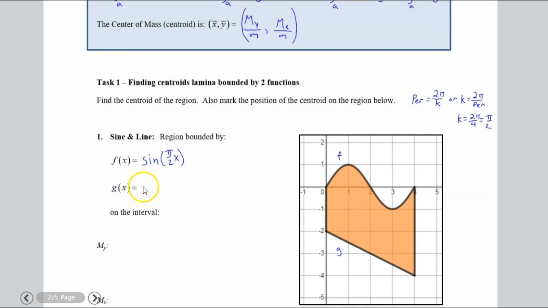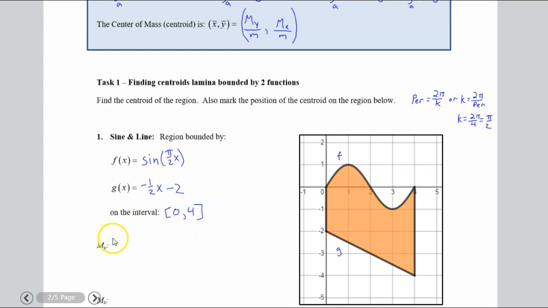The g of x, we just have a line. It looks like a slope of negative 1/2 and starts at a y-intercept of negative 2, so we'll just get negative 1/2 x minus 2. Alright. And we're on the interval 0 to 4, so these will be our bounds in our integral, 0 to 4. And then go ahead and calculate these out.